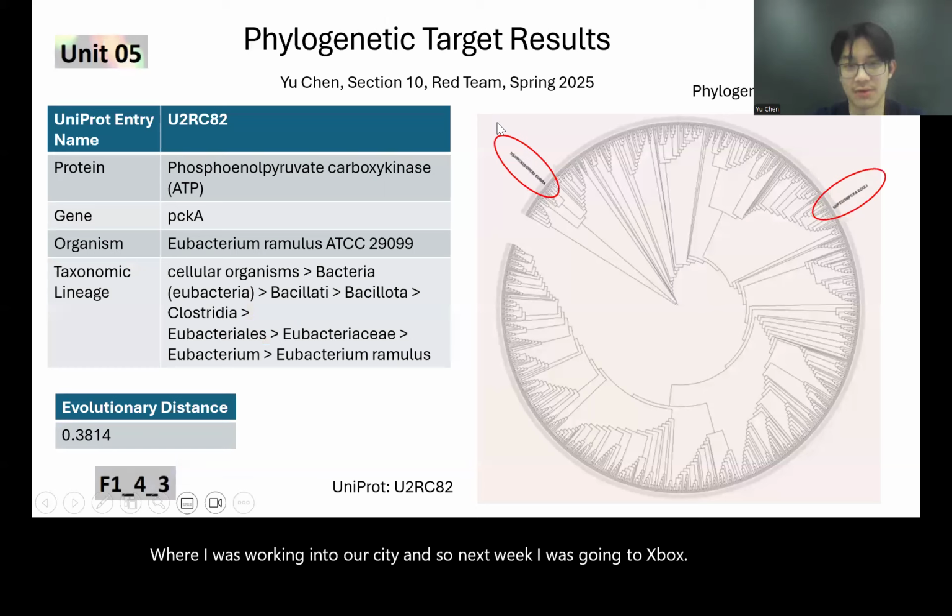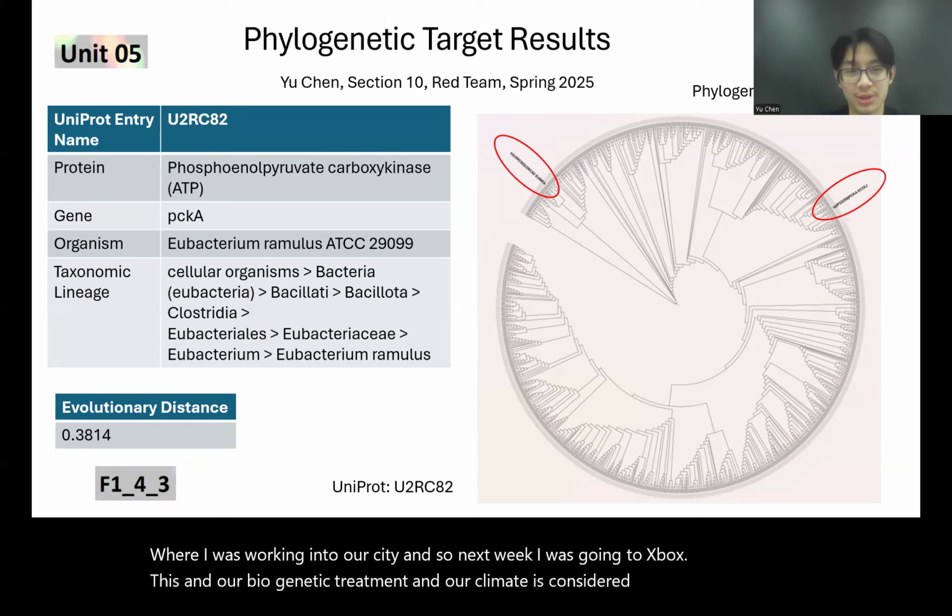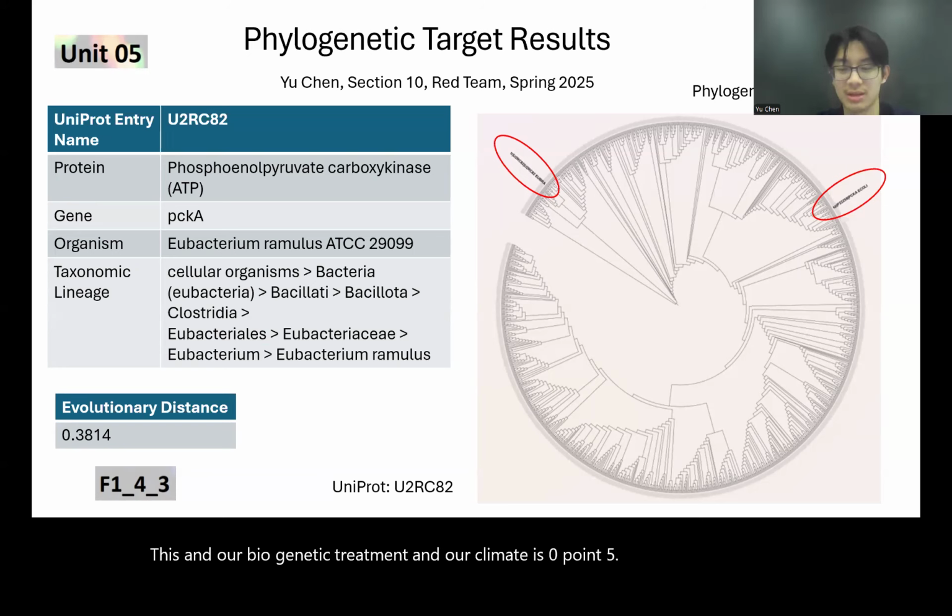This is our phylogenetic tree and our target. You can see that the evolutionary distance is 0.3814, which is not super close, which is under 0.25, but it's not super far, above 1. And there's a moderate distance, so there'll be some characteristics that are preserved, but it still has phenotypic differences.